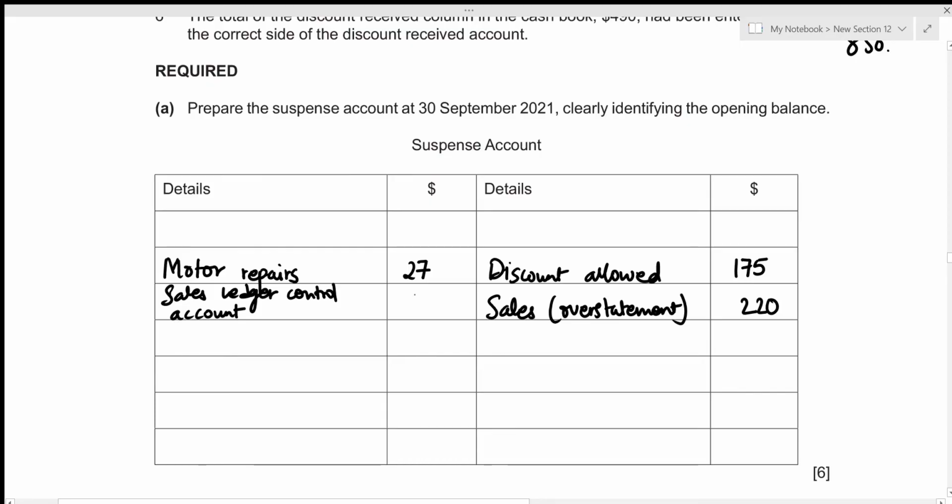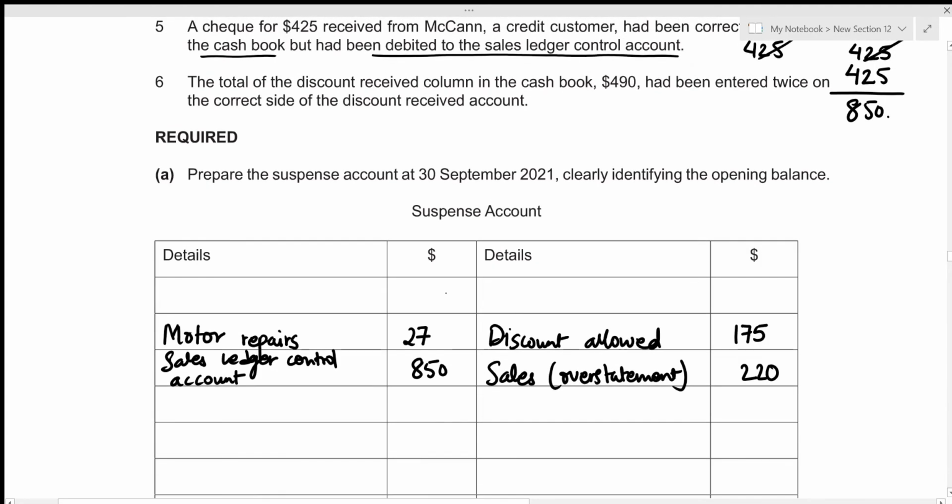Okay, this needs the amount of 850. Now we can look at the last error. The total of the discount received column in the cash book, 490, had been entered twice on the correct side of the discount received account.